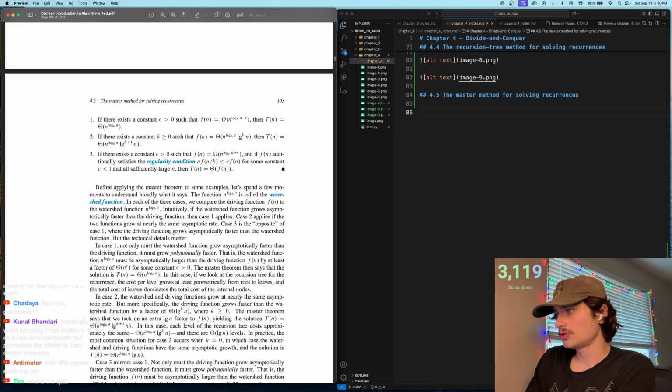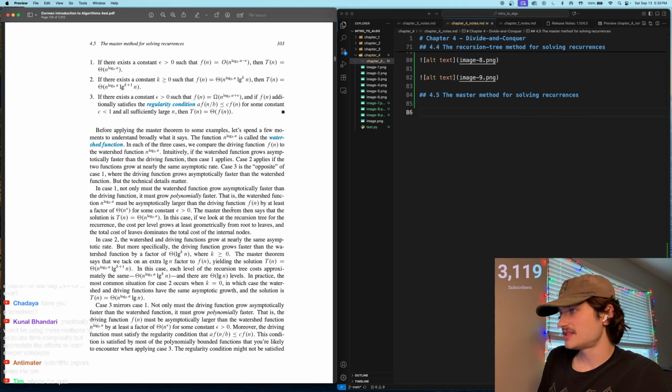In case 1, not only must the watershed function grow asymptotically faster than the driving function, it must grow polynomially faster. That is, the watershed function n^(log_b a) must be asymptotically larger than the driving function f(n) by at least a factor of Θ(n^ε) for some constant ε > 0. The master theorem then says that the solution is T(n) = Θ(n^(log_b a)). In this case, if we look at the recursion tree for the recurrence, the cost per level grows at least geometrically from the root to the leaves, and the total cost of the leaves dominates the total cost of the internal nodes.